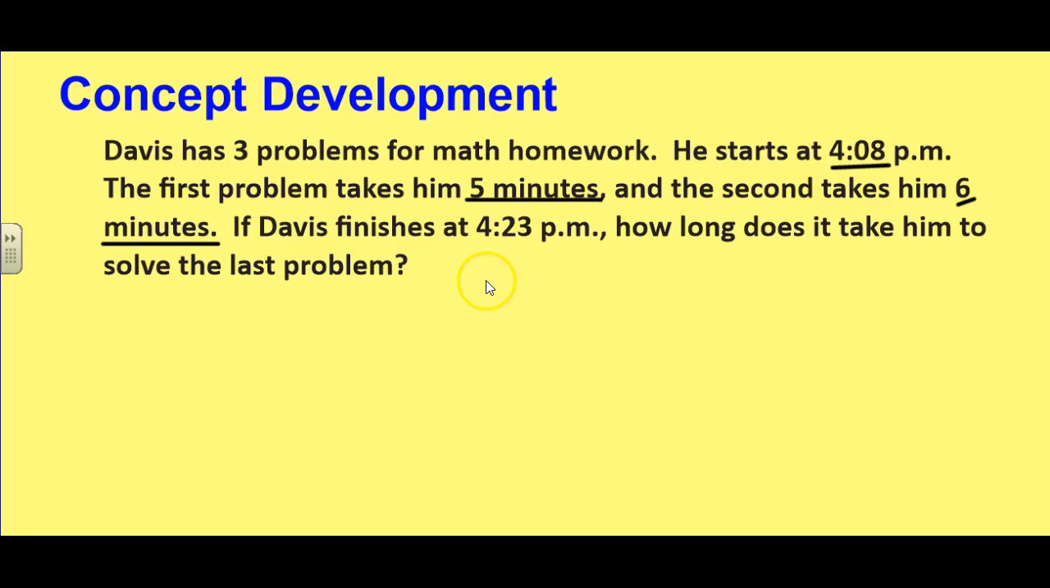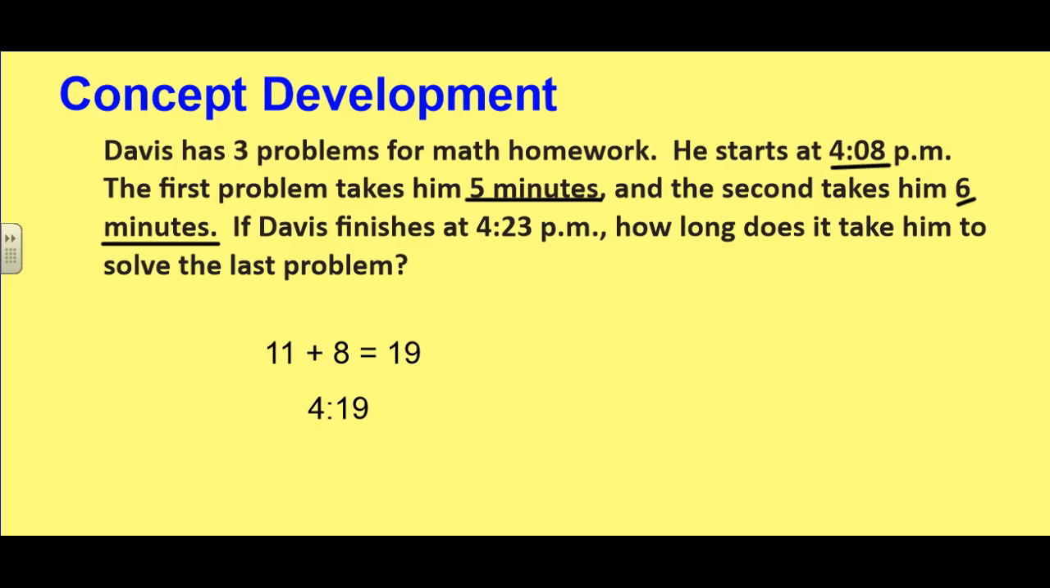So if it took him 11 minutes to do the first two problems and he started at 4:08, then we're going to have to take that 11 minutes and add that to the 8 minutes to see what time he was done with the first two problems. So go ahead and add that together and write down the time that he finished the first two problems on your paper and push play when you're ready to check that. Okay, so whenever you add 11 and 8 together, you get 19. So that tells us that he was done with the first two problems at 4:19, and it says that he finishes his homework at 4:23.